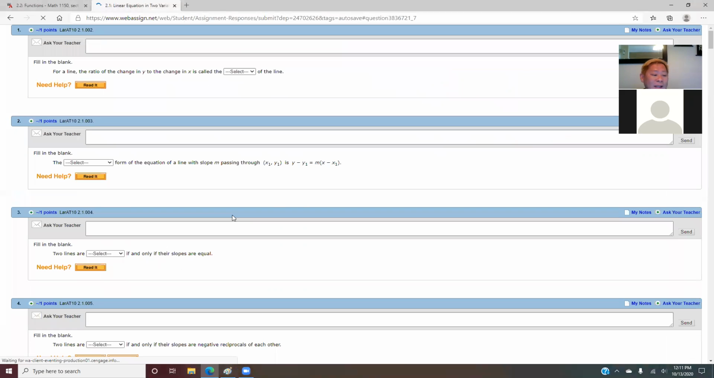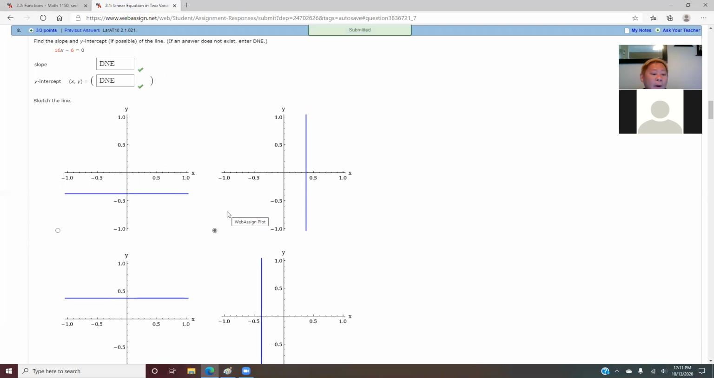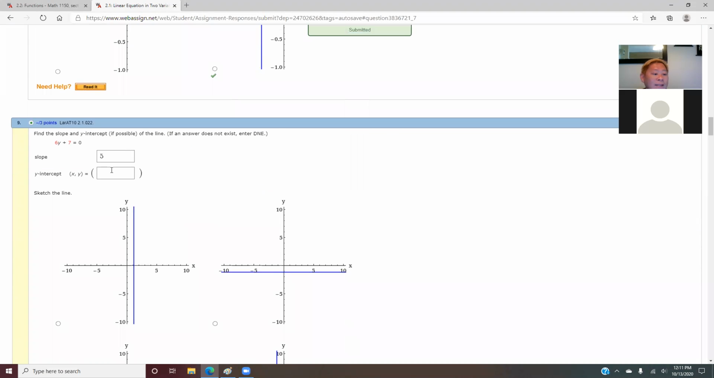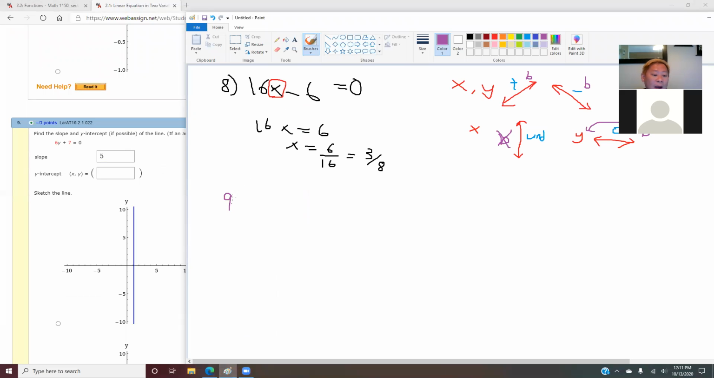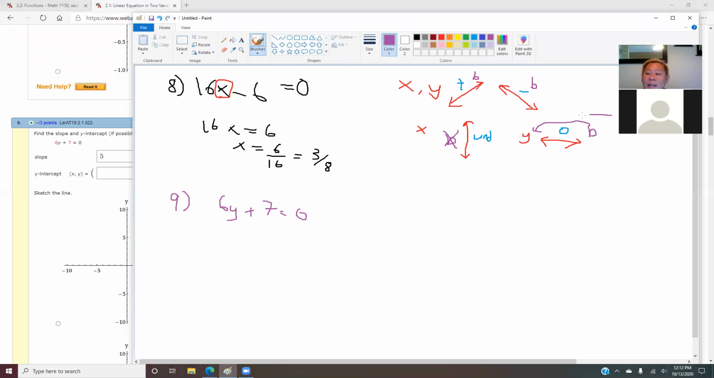Question number 9 is kind of the same thing. This time it's only y. So on question number 9, you just have 6y plus 7 equals 0. So this one will be more likely to be like this. Okay. So again, we solve for y in this case. So 6y equals -7.